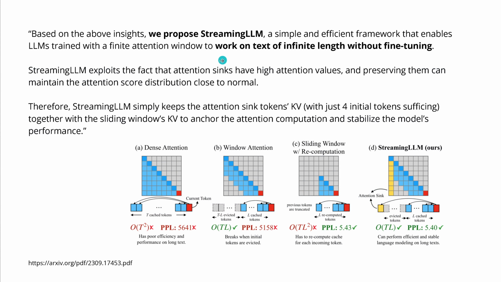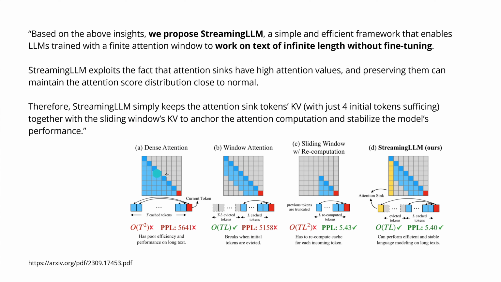Okay. As I told you, the streaming LLM keeps the attention sink tokens, the CLS tokens, the start tokens, and I explain in a second why we have 4 tokens here in the case of Llama, together with the sliding window key value pairs to anchor the attention computation. And they give you now an example how good their model is compared to the others.